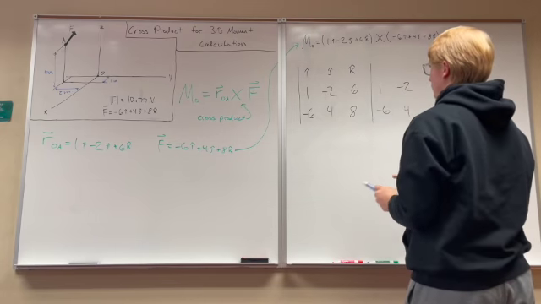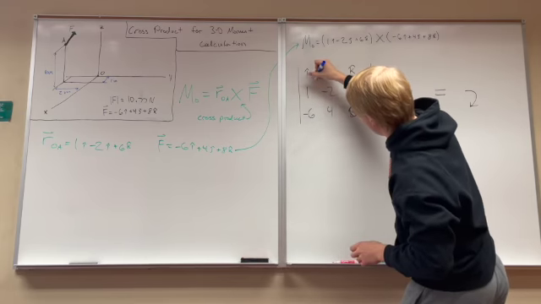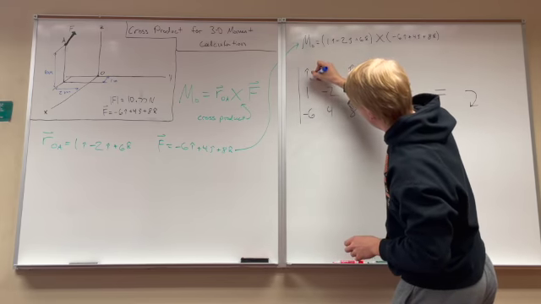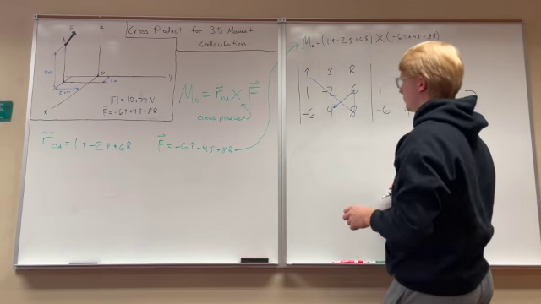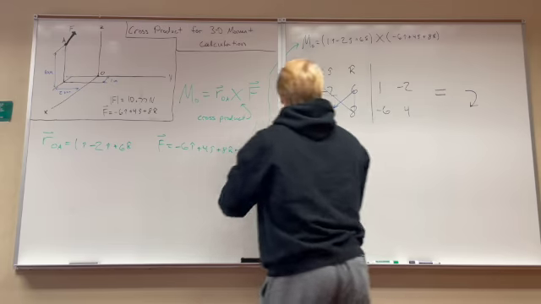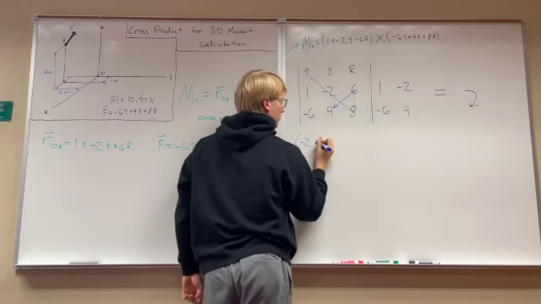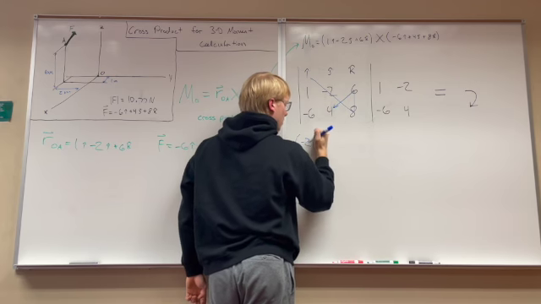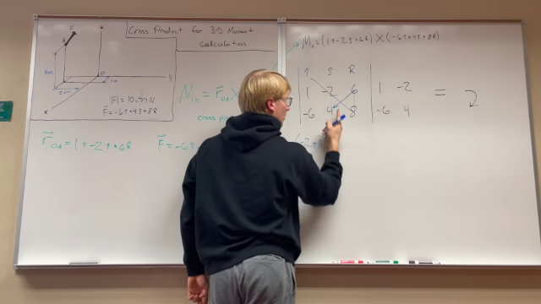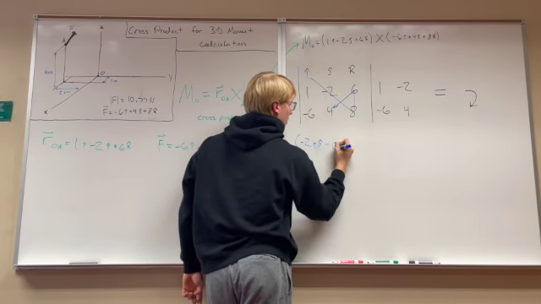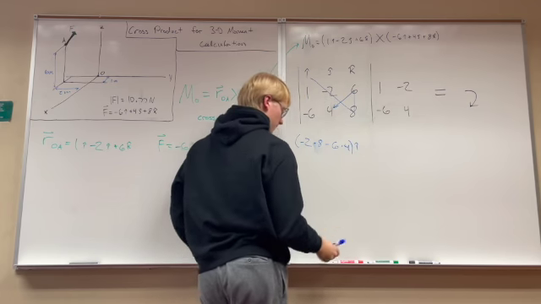And then what we're going to do, the i hat is going to be this little shape right here. We're going to take -2, sorry, times 8, right, minus 6 times 4. That's going to be i hat.